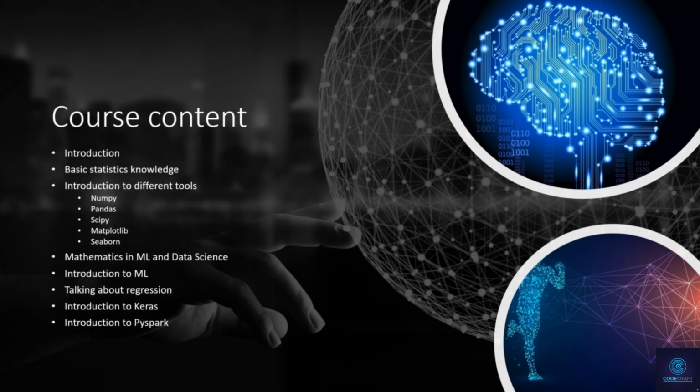The course content, the way I divided it, is pretty simple. First of all, we are going to have a small introduction to data science and everything. We are going to talk then about the basic statistics knowledge. So in this case, we'll have a few classes about statistics, and we are going to talk about data, statistics, and different things that you will need to know to be able to understand data science. Then we are going to talk about different tools, as I said before.